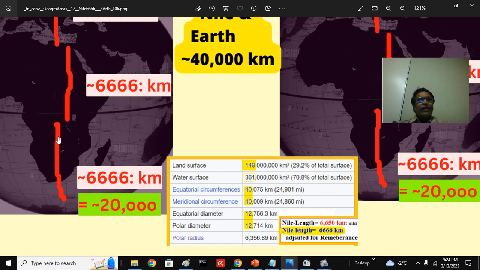Meridional, we are talking about meridional here. This is equatorial. There is a mile difference, so that's not our concern. 40,000. So again, that's very easy. You need not even calculate by pi d. That is the standard formula.